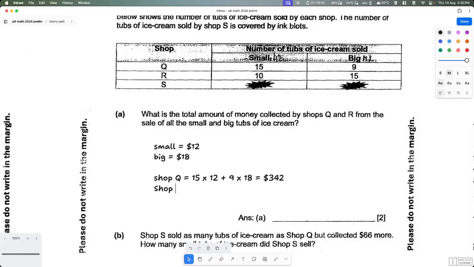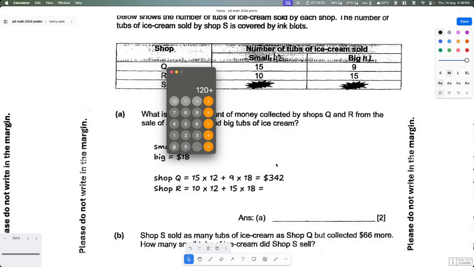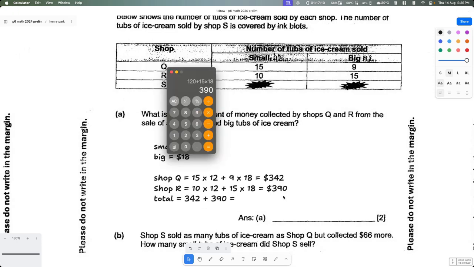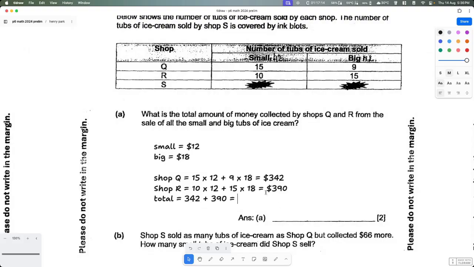Shop R is equal to 10 times 12 plus 15 times 18 for the big tubs. So this will be 120 plus 15 times 18, which will be $390. So the total will be 342 plus 390, which is $732.